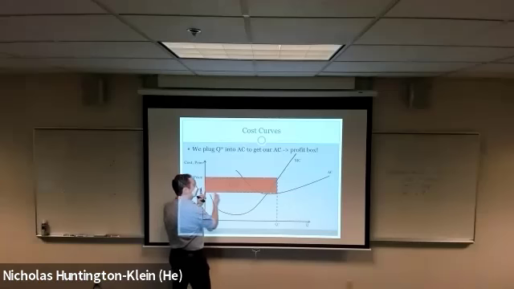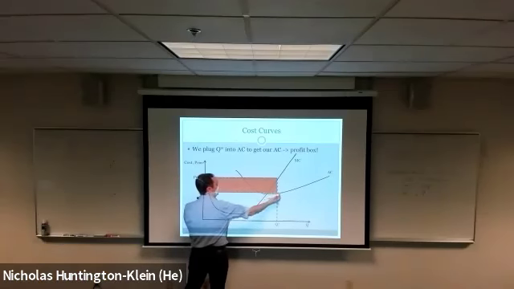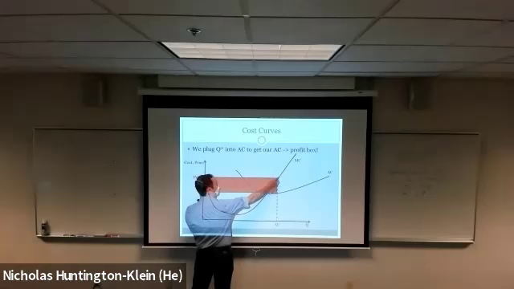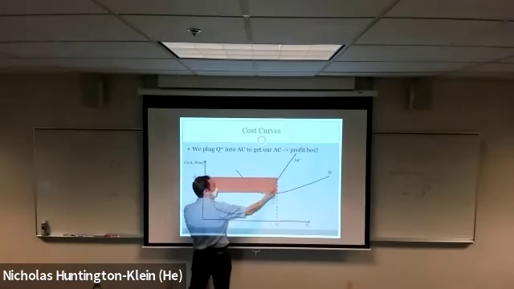We have from 0 to Q, and that's the width of our box, right? Here's our profit maximizing quantity we determined before. There's Q, right? So this is the width of our box. It goes from 0 all the way to Q.